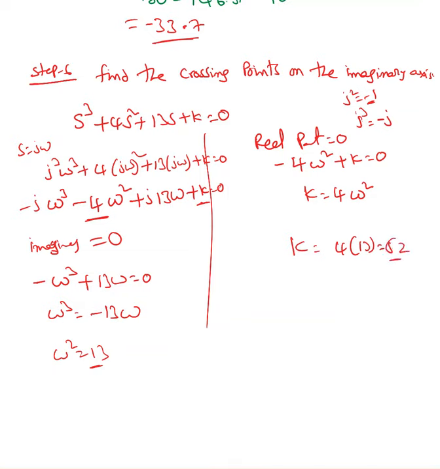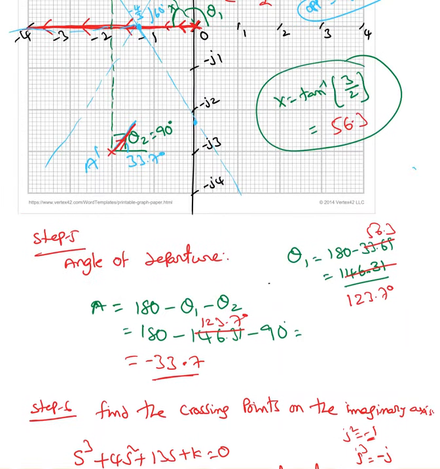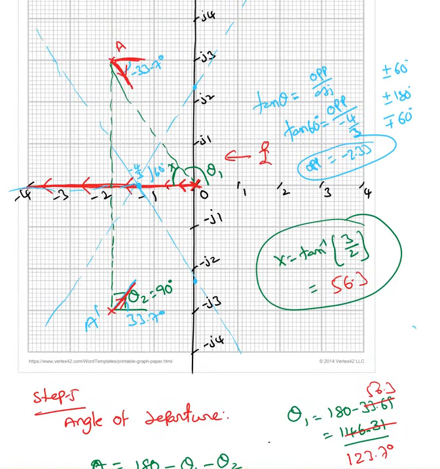So this omega value, omega equal to square root of 13, which will be plus or minus 3.6. This omega value will give you the crossing point. So 3.6 is, where is it? Right here. 1, 2, 3, 4, 5, 6. So this is minus j 3.6. This is plus j 3.6.